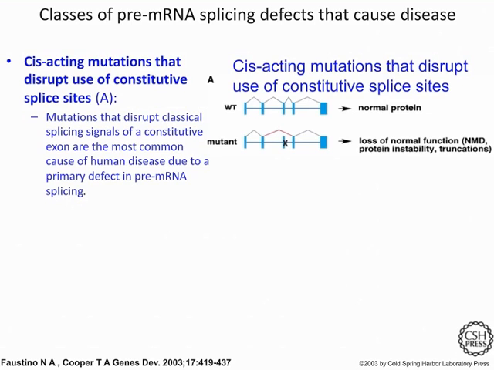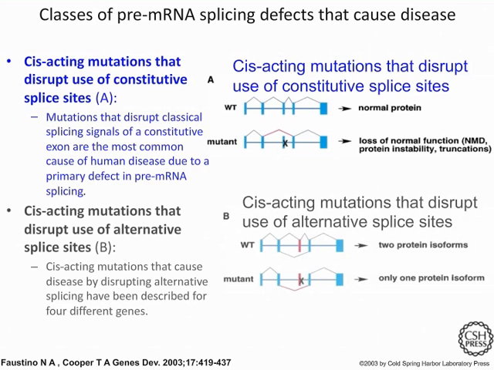So here we have classes of pre-mRNA splicing defects that can cause disease. We have cis-acting mutations that disrupt the use of constitutive splice sites, and we have cis-acting mutations that disrupt the use of alternative splice sites. So just be sure to read through them to differentiate between the two.